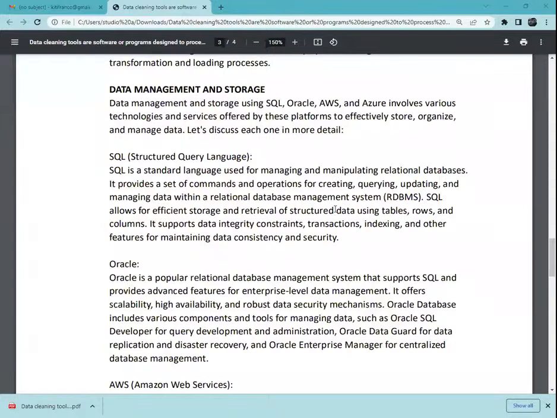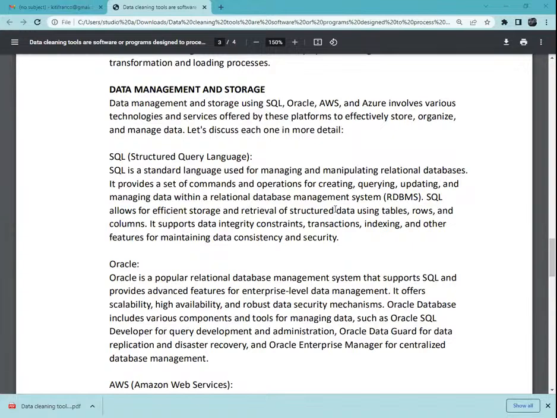A good SQL system, ladies and gentlemen, like what we call MySQL or PostgreSQL, they are high in terms of what? Yeah, security.